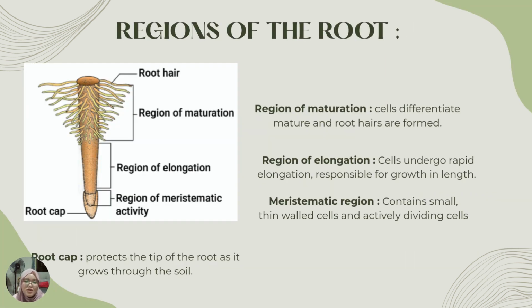Regions of the root. Region of maturation: cells differentiate, mature, and root hairs are formed. Region of elongation: cells undergo rapid elongation, responsible for growth in length. Meristematic region: contains small, thin-walled, actively dividing cells. Root cap protects the tip of the root as it grows through the soil.